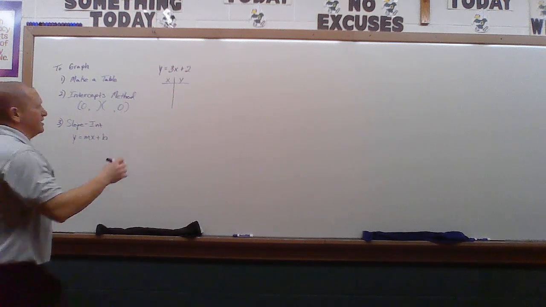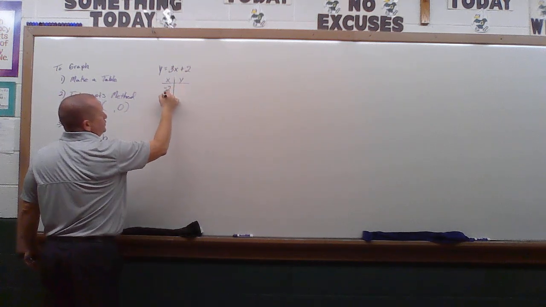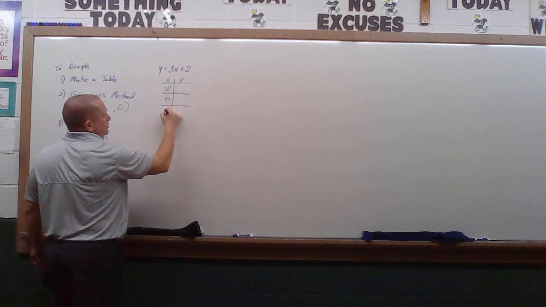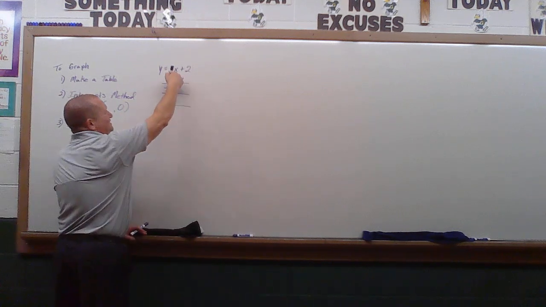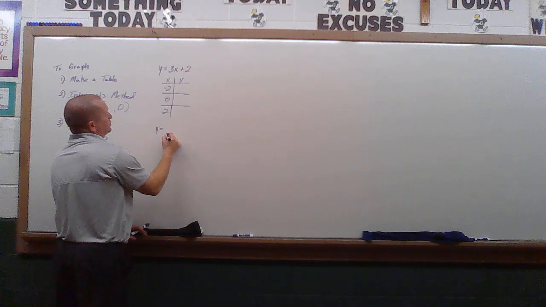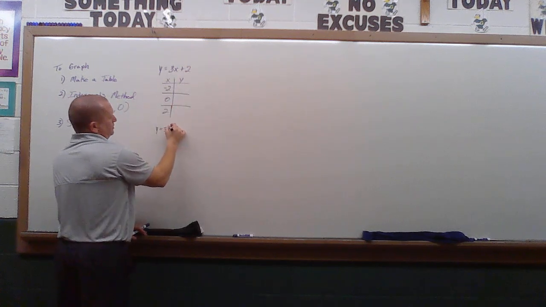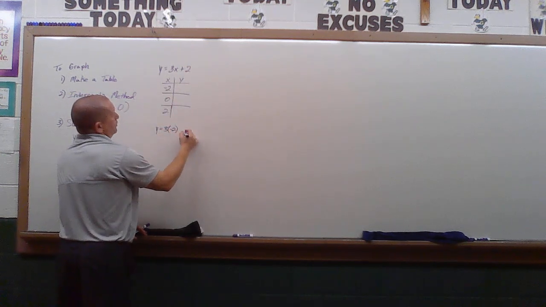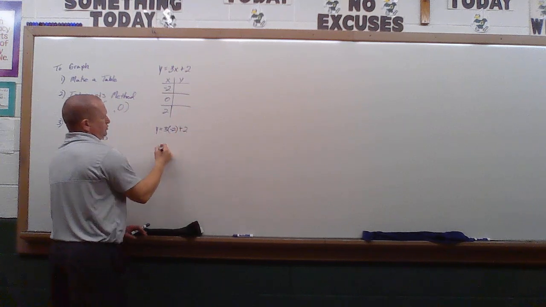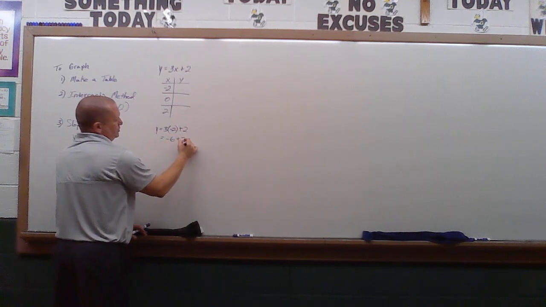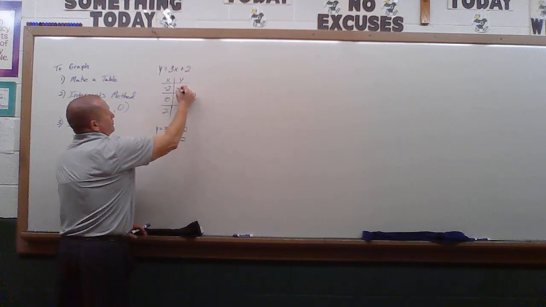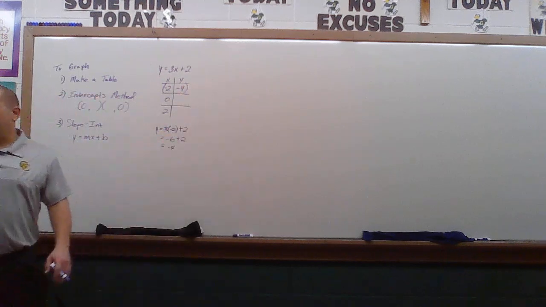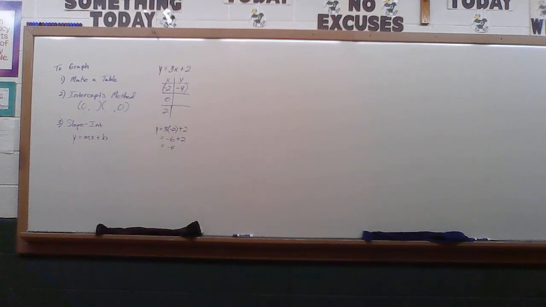How many do I need? At least three, right? I'm going to do these three numbers, but you can do whatever numbers you want. I'm always going to do 0 though because it's easy. I'm going to take each one of those and stick them into my equation. So y equals 3 times, or we get -6, plus 2. So we simplify -6 plus 2, and what do we get for y? -4. Remember, when I put this back into my table, that is an ordered pair.